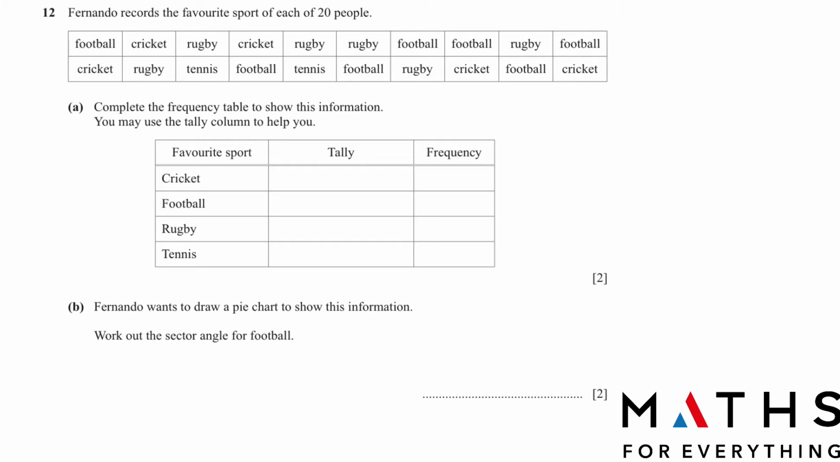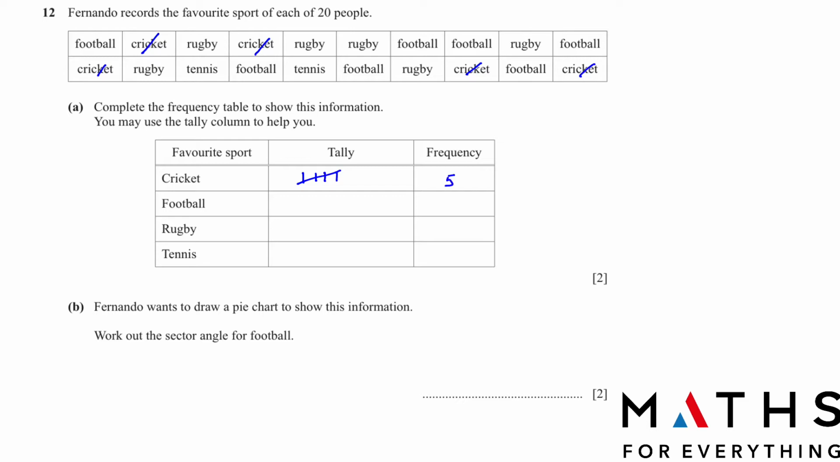Question number 12. Fernando records the favorite sport of each of 20 people. It's written here. Complete the frequency table to show this information. You may use the tally column to help you. Tally is not important, frequency is important, but we will write the tally also. So we start with cricket. How many crickets do we have? 1, 2, 3, 4, and 5. So we write 1, 2, 3, 4. For every fifth one, we put a cross diagonal.